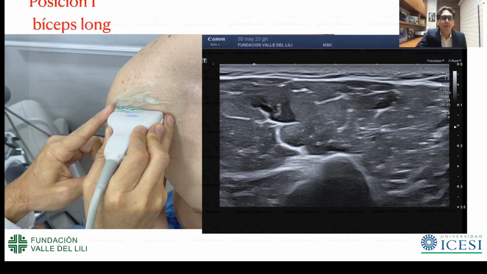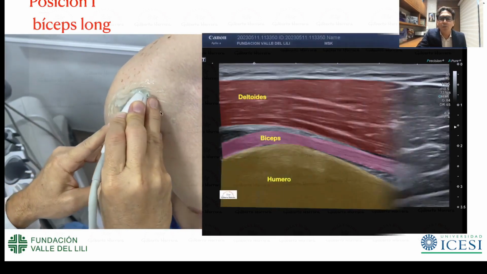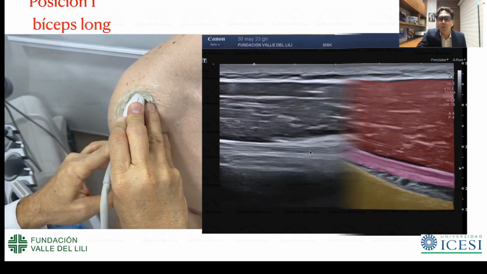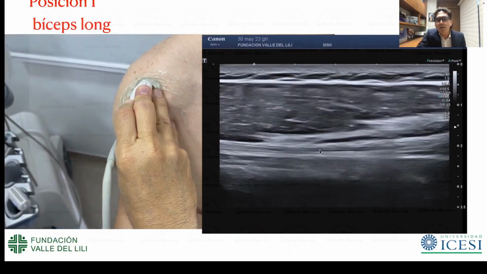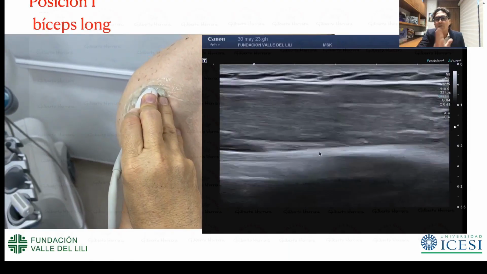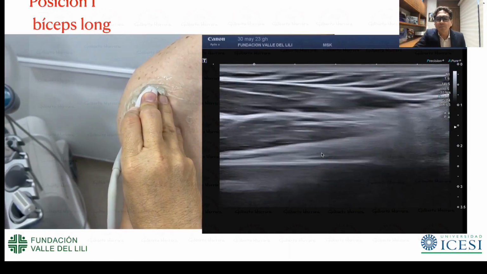So let's keep looking at the biceps in the longitudinal position. And starting from the previous transverse position, if we want to evaluate it, we rotate the probe to get this image on the right with a very well-organized fiber pattern. Notice that we can keep looking because it needs to be evaluated along its entire length, across its whole width.